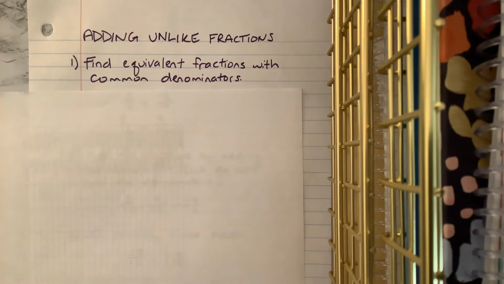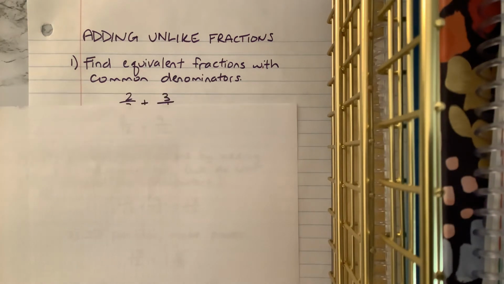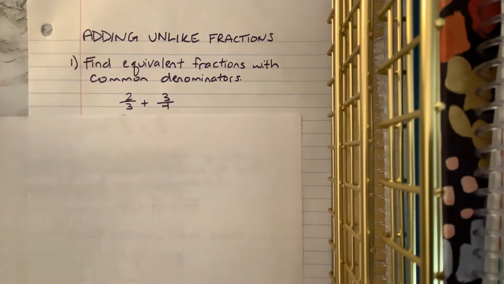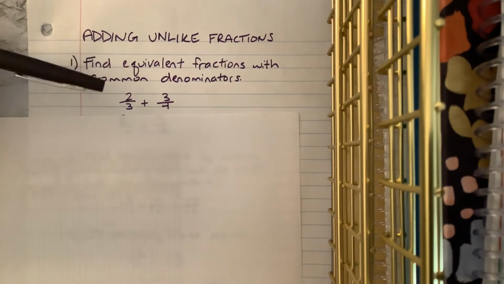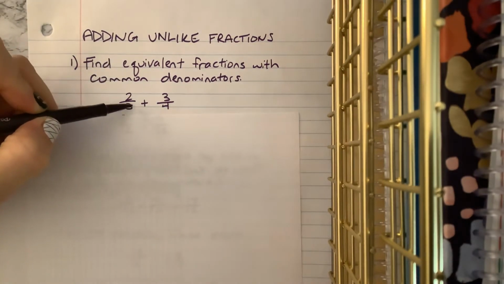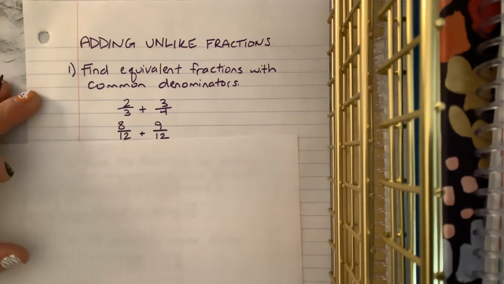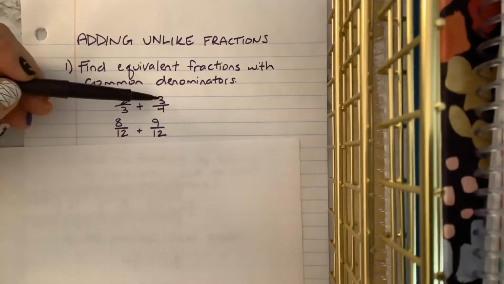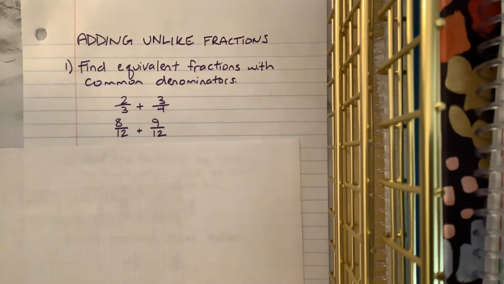Step 1 is to find equivalent fractions with common denominators. Okay, we worked on equivalent fractions last week, so we're going to do this same skill. So if we're adding 2/3 and 3/4, we want to find equivalent fractions for each of these with common denominators. The common denominator is 12 for each. So remember, we look at it and we say 3 times 4 is 12, 2 times 4 is 8. And then 4 times 3 is 12, and 3 times 3 is 9.